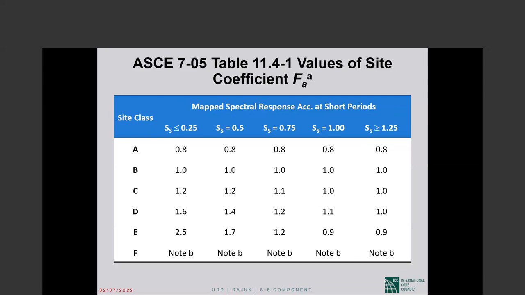Now, site coefficient. BNBC has one soil factor S. ASCE 7 has two site coefficients, F sub A, short period. The sub A is acceleration related. That means it is a short period.